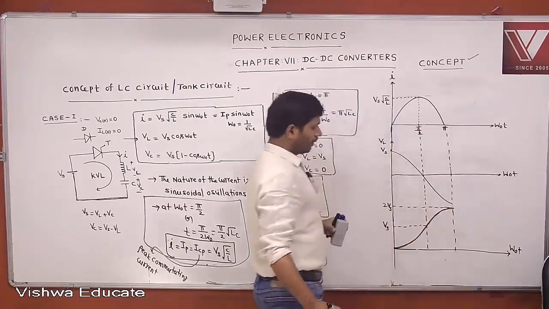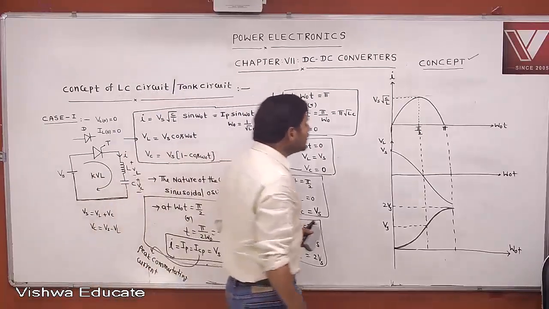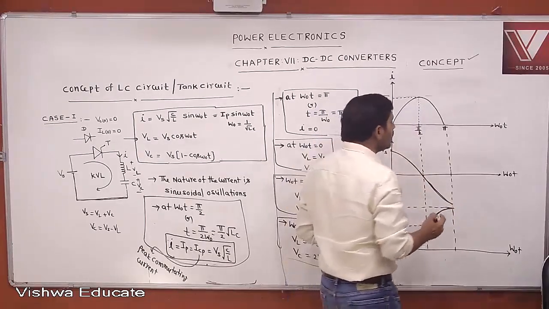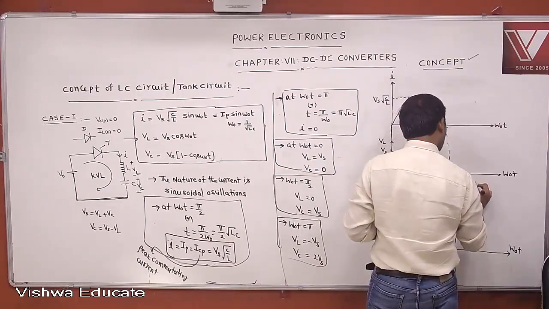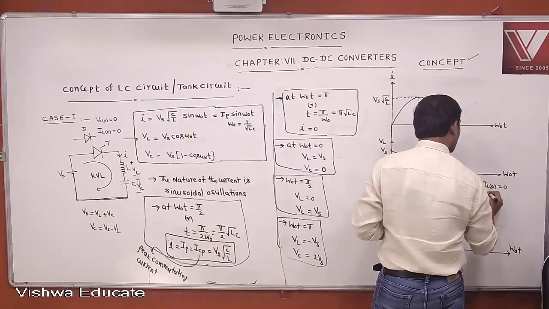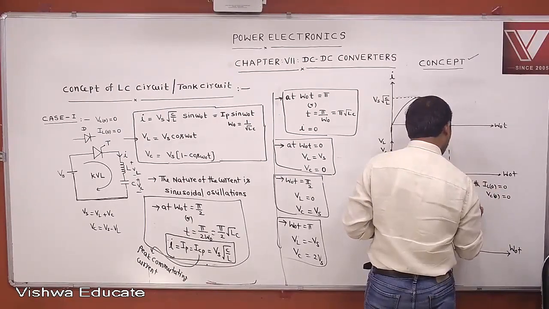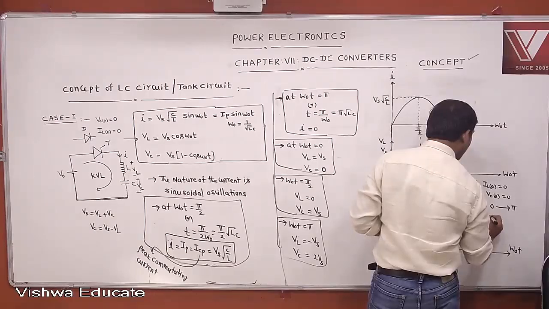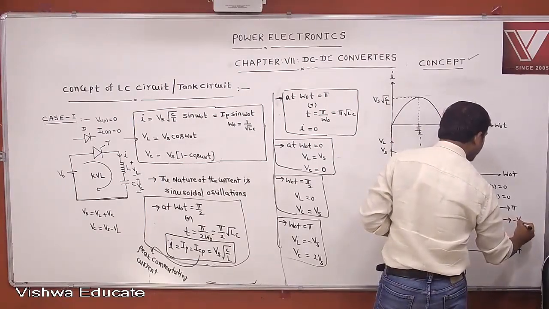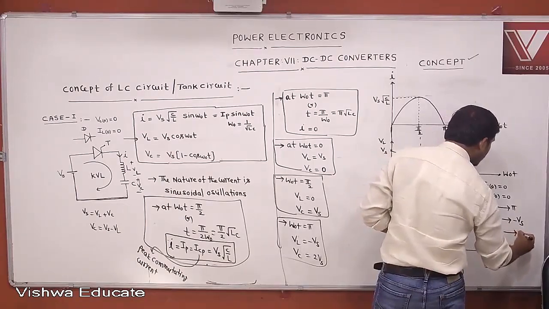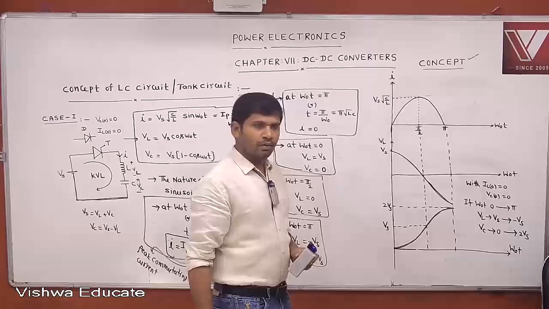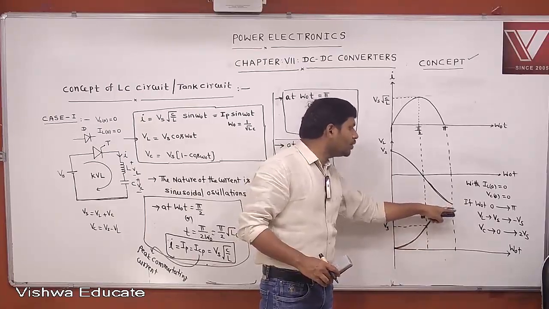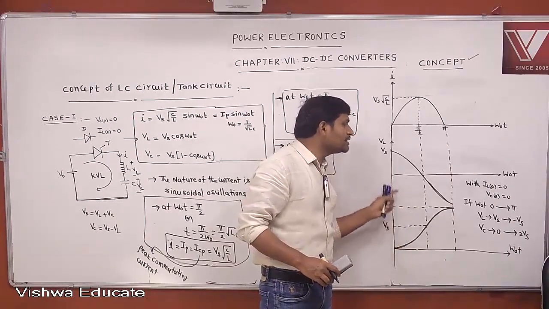That means with initial conditions IL of 0 equal to 0, Vc of 0 equal to 0, if omega naught t changes from 0 to pi, then the voltage across the inductor changes from plus Vs to minus Vs. Voltage across the capacitor changes from 0 to 2 Vs. The point to remember: the capacitor is charged to a maximum voltage at omega naught t equal to pi, and it is charged to a maximum voltage of 2 Vs.